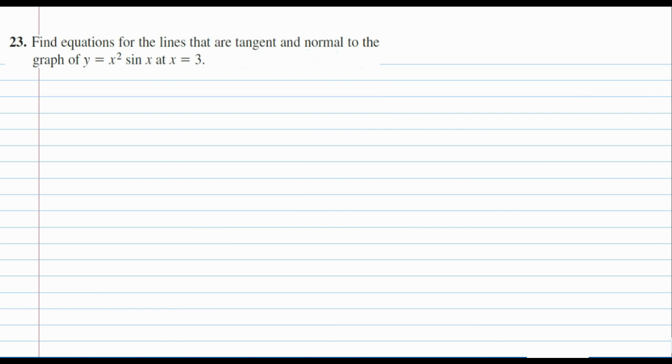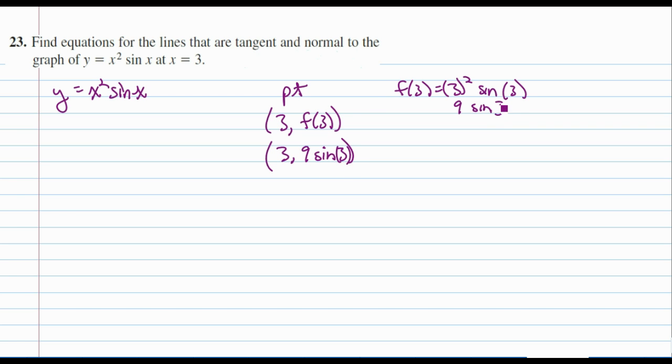Says find equations for the lines that are tangent and normal to the graph of y equals x squared sine of x at x equals 3. Now, I guess we didn't throw any of those new trig derivatives at you, but again, make sure you got those memorized. Alright, so our function is y equals x squared sine of x. We need a point. The point is going to be 3 comma f of 3, which in this case is going to be, let's see, 9 sine of 3.